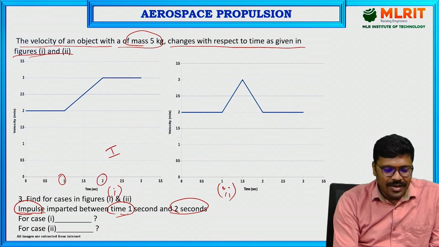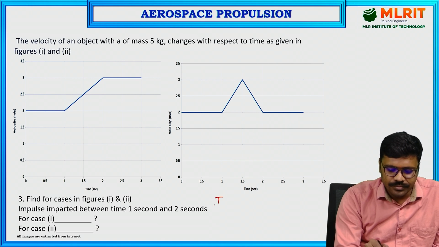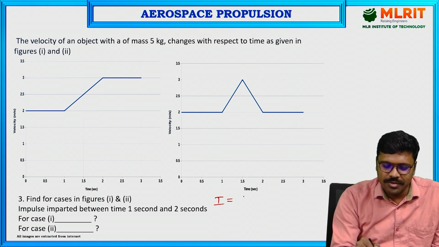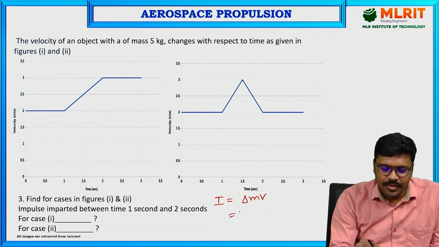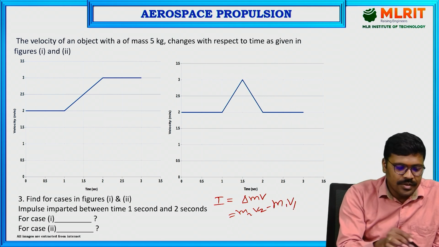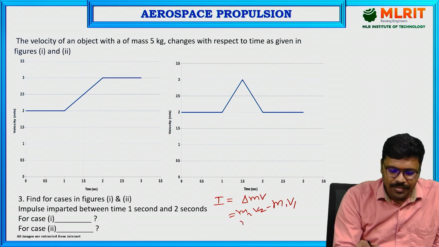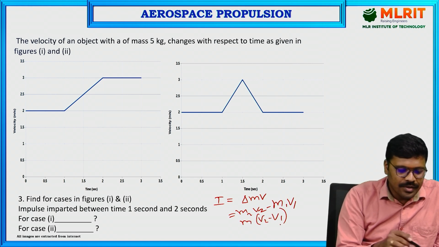So what is impulse actually? Impulse is nothing but change in momentum, delta mv. We have already done this in the previous topic. So m2v2 minus m1v1. If you do it for case 1, the mass is the same, so m into v2 minus v1. So case 1.